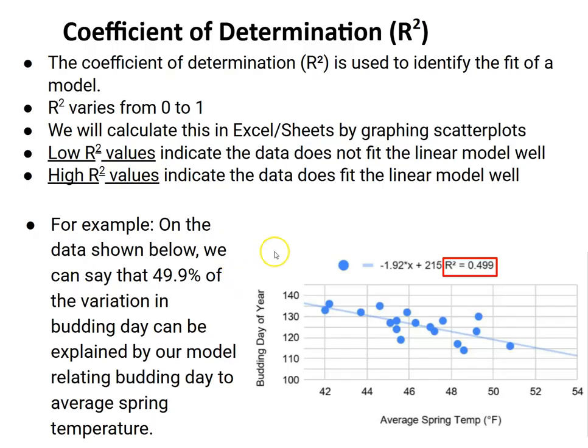So in this example, we've graphed budding day of the year and average spring temperature. And so we inserted a trend line on our scatter plot. The equation is there. And then of this trend line, we also displayed the R squared value, which was 0.499. So then we would be able to say something like this. On the data shown below, we can say 49.9% of the variation in budding day can be explained by our model relating budding day to average spring temperature.